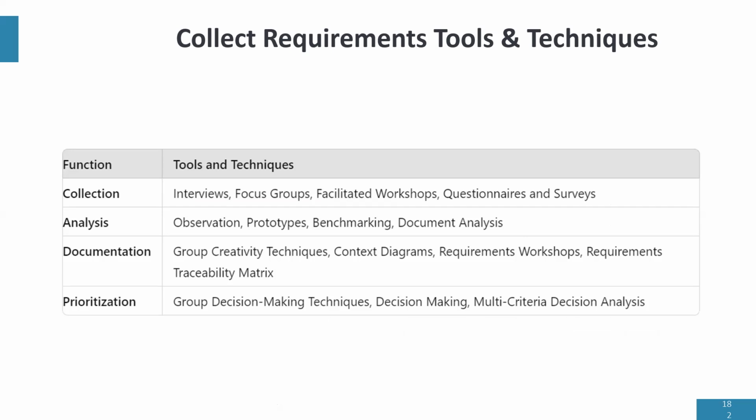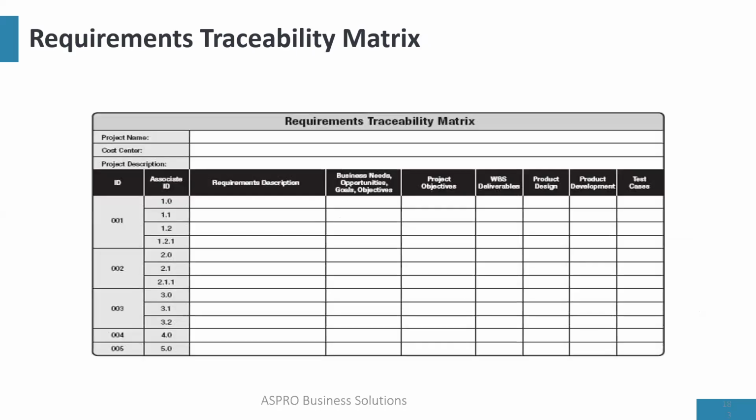Another popular way of prioritization is called MoSCoW: must have, should have, could have, but it's not a tool and technique in the PMBOK guide. So collect requirements: gather all the information, analyze it, document it, and you have your requirements documentation. We have gathered the information and we're documenting requirements.